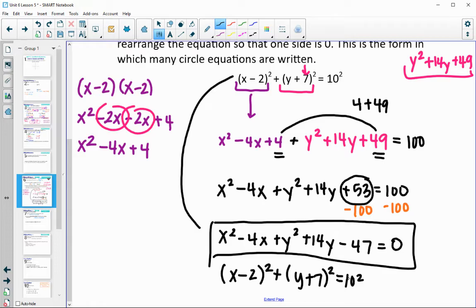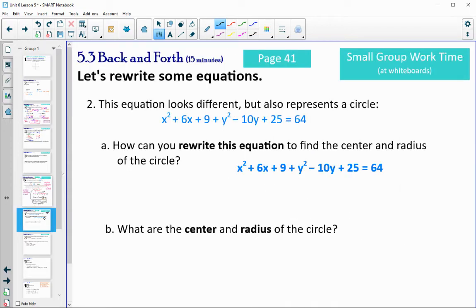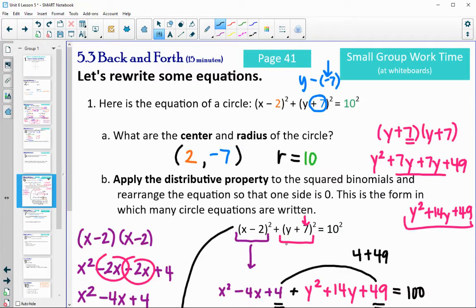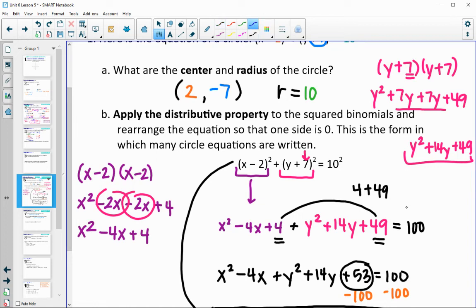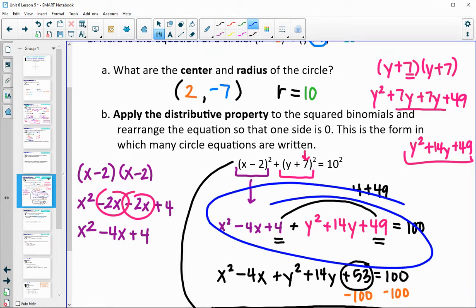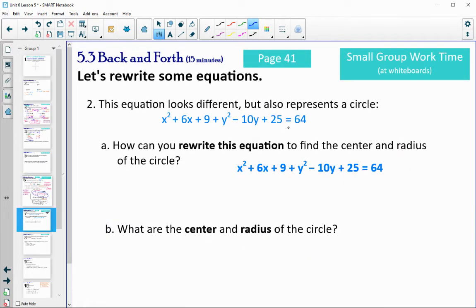So these two equations are the exact same thing. This equation looks a little bit different, but also represents a circle. This is the expanded form, kind of. This is like right here, this part. Before we brought the 100 over, we're seeing this. So how could we rewrite this equation to find the center and the radius?